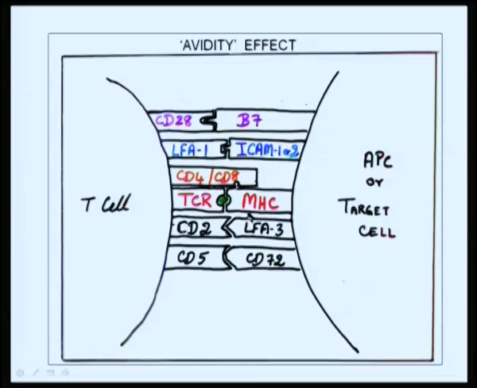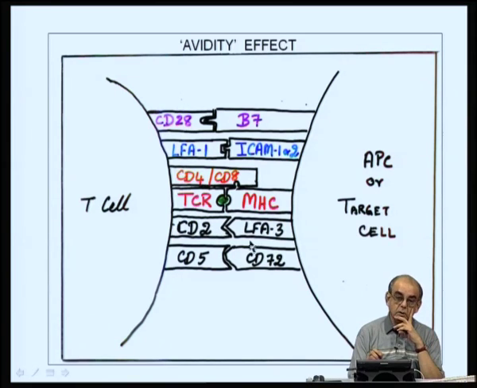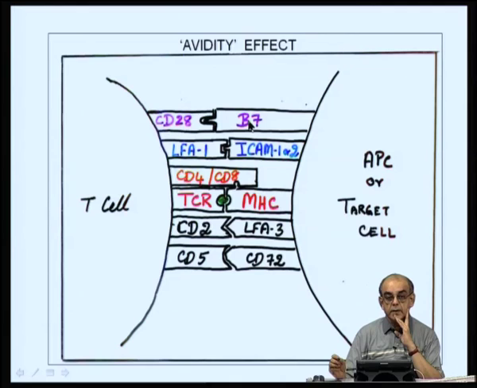So, before we go into that, let me cover just an additional aspect about the avidity effect in T cells. In addition to the alpha beta T cell receptor binding to the MHC and the CD4 and CD8 participating in that, there are other molecules, called adhesion molecules, that we covered in the first few classes: LFA3, CD2 and LFA1, ICAM1 or ICAM2, and the co-stimulatory molecules B7 and CD28. So, all these molecules actually participate during the recognition of the antigen presenting cell by the T cell.